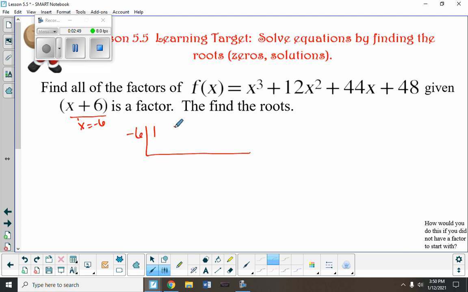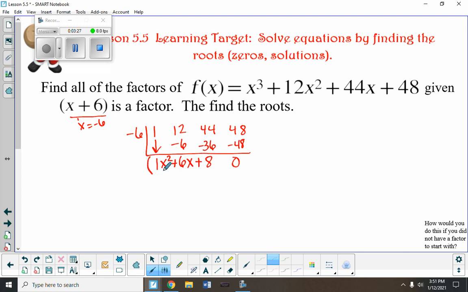So we're going to do synthetic division using negative 6. We have 1, 12, 44, and 48. The first step with synthetic is bring down, and then you multiply, then you add. Now we multiply, and then we add. And then you multiply, and then you add. So there's no remainder, and like I said, there shouldn't be because that is a factor. Now, when we divide, what's left is 1x squared. If this is x to the third, this is x squared, plus 6x plus 8.